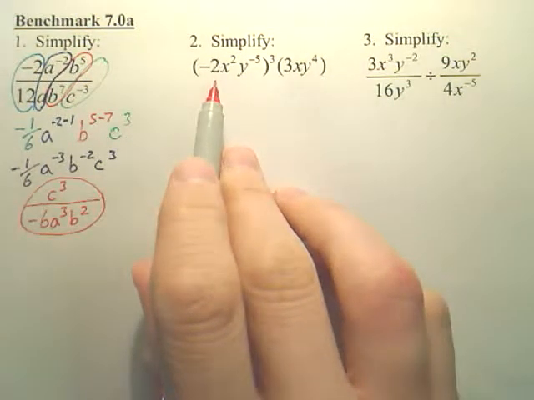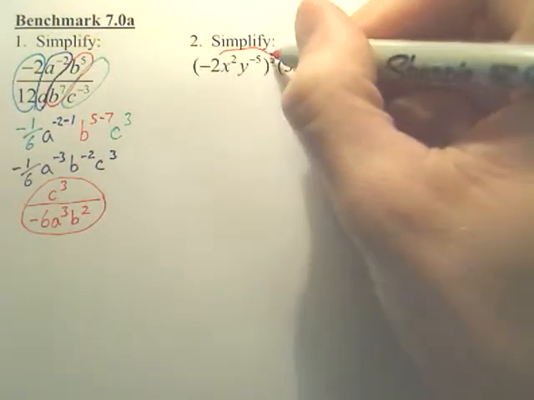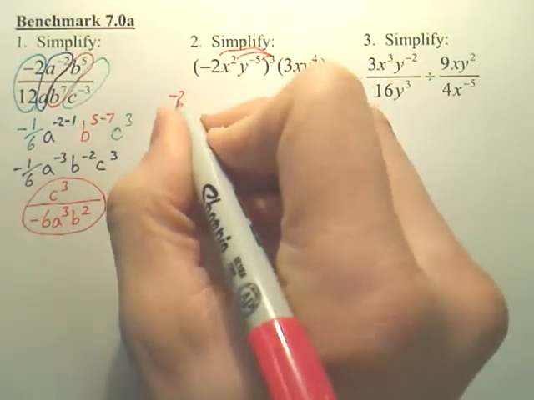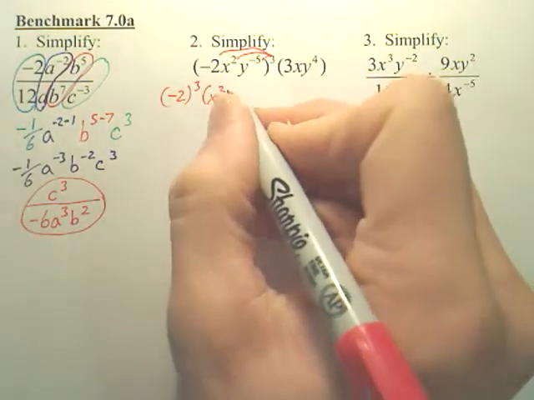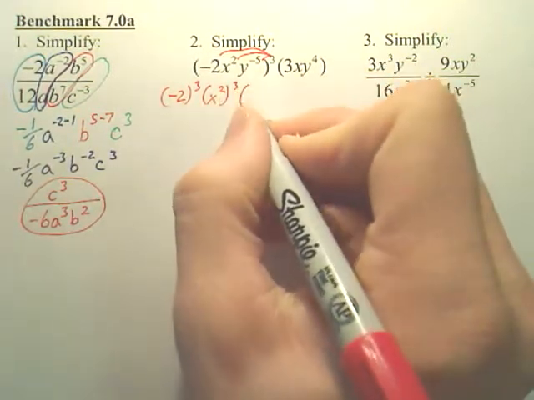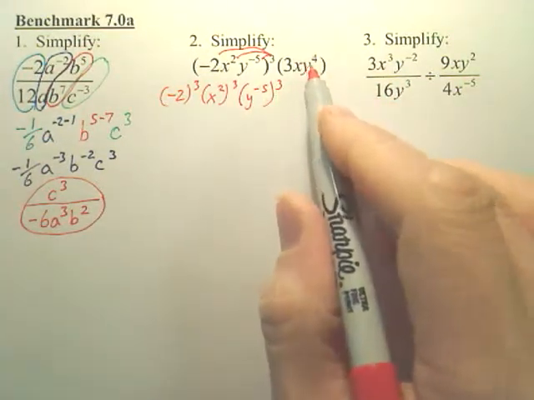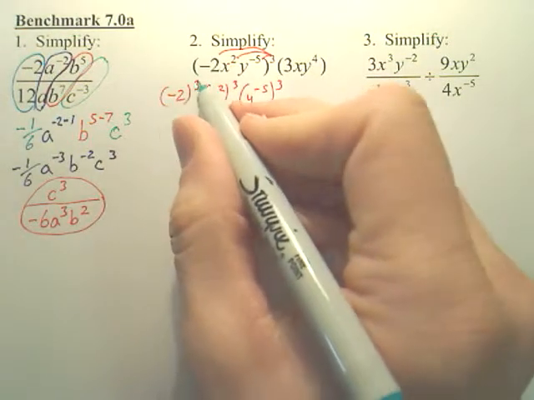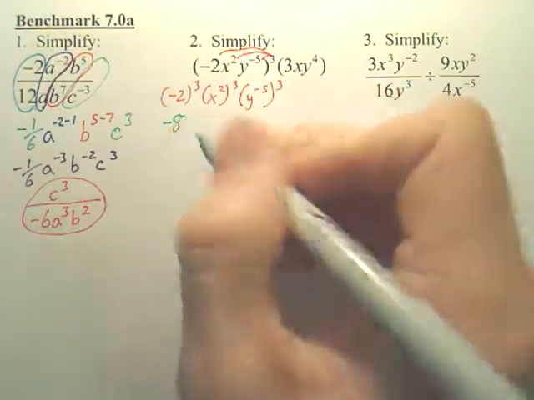Number 2. If I want to simplify this, the first step is to take this third power and you're going to cube each piece right here. So you're going to cube each piece. So negative 2 to the third, x squared to the third, and y to the negative fifth to the third. We'll take care of this in a second. Let's first focus on the first piece. That gives us negative 2 to the third is negative 2 times negative 2 times negative 2, which is negative 8.